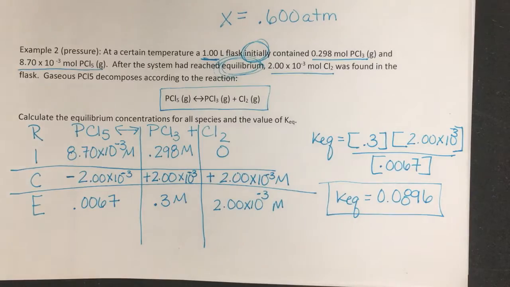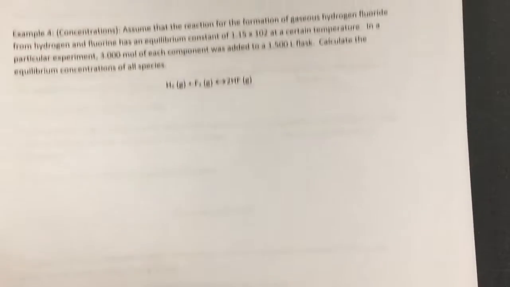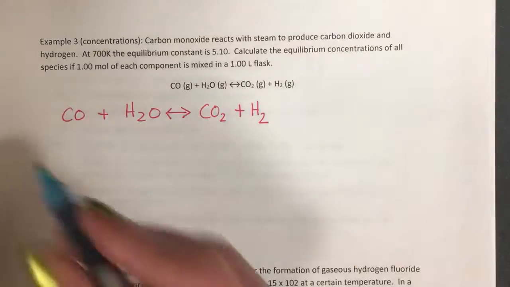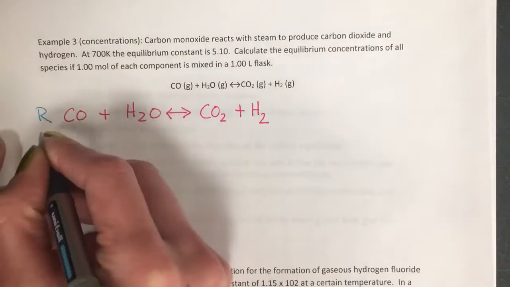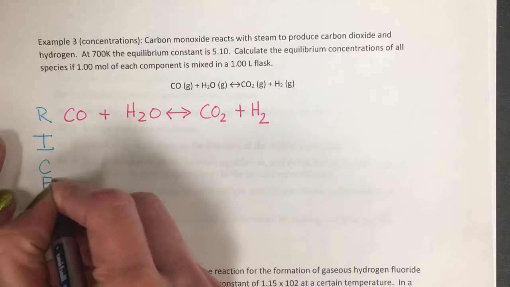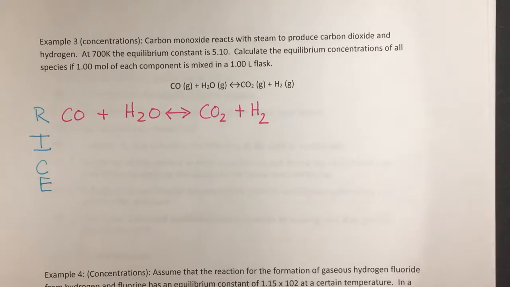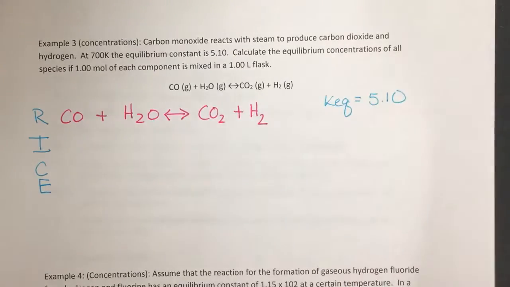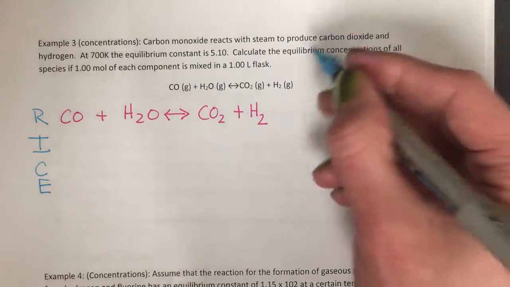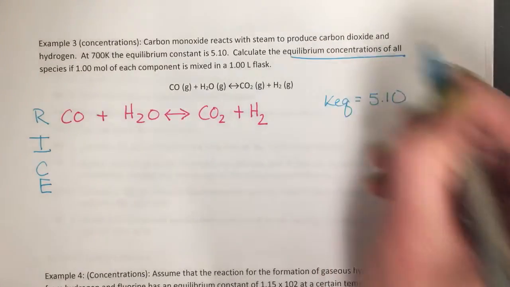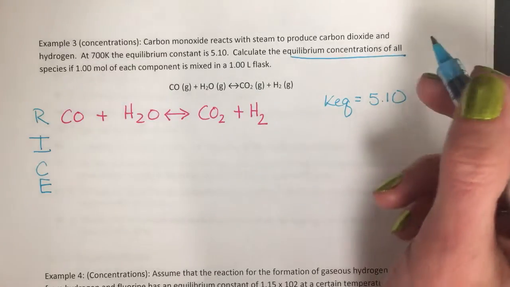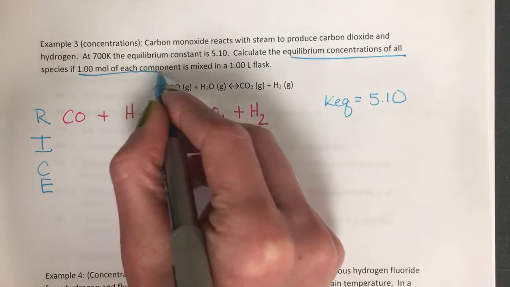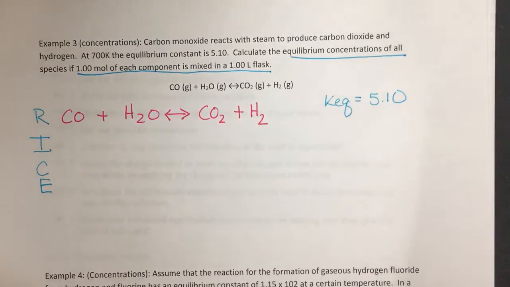Okay? Let's try another Rice table. So here I've got my reaction again. Carbon monoxide reacts with steam to produce carbon dioxide and hydrogen. At equilibrium, the constant, so my KEQ is 510. This time, I'm just figuring out the equilibrium concentrations of everything. And I'm told that I've got 1 mole of each component mixed in a 1 liter flask.